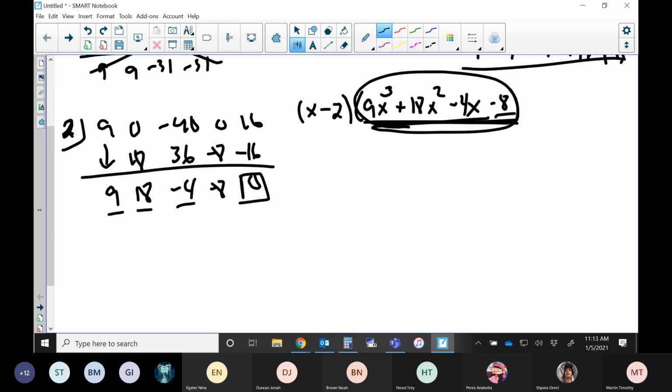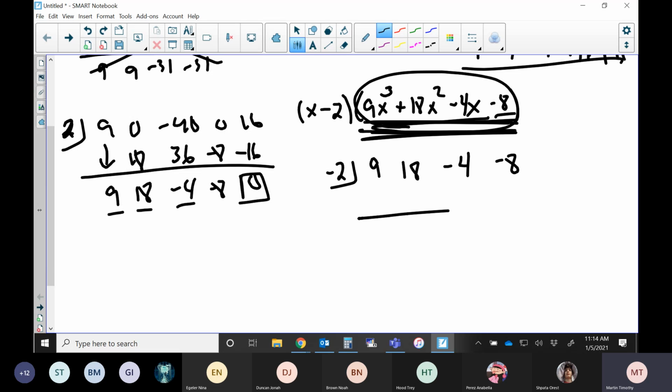Negative 2, 9. So you see I'm doing the same process that I did over, just doing it over again to try to break this down farther. And when I do that, this is 9. That's negative 18. That's 0. That's 0. That's negative 4. That's positive 8. And there's 0.